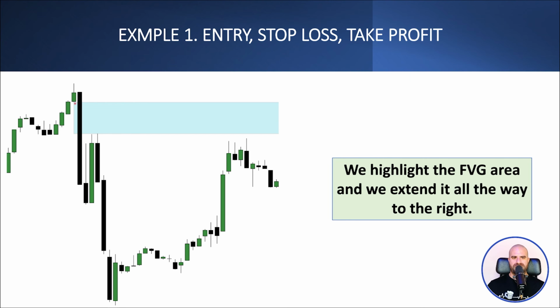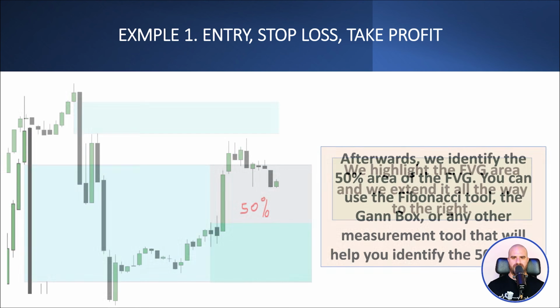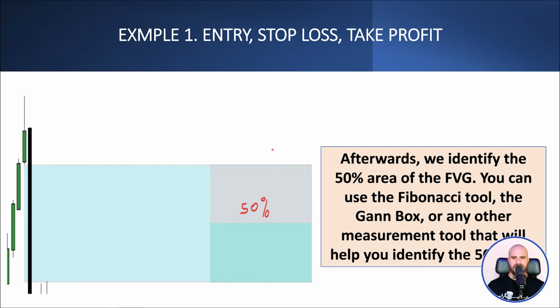If we highlight this area and we extend it towards the right, it will be this area as you see it right here. Now there is another secret regarding the entry that I'm teaching you right here. I'm going to zoom in now to the very same area. I want you to go ahead with either your Fibonacci tool or your box tool or any other tool that you can use on TradingView, and I want you to identify the 50% area of this fair value gap.